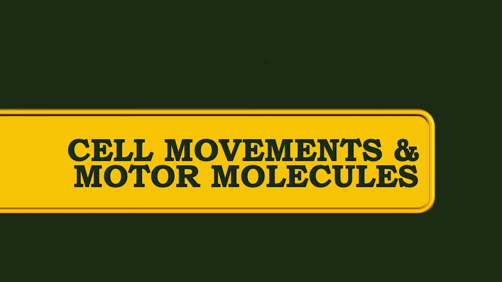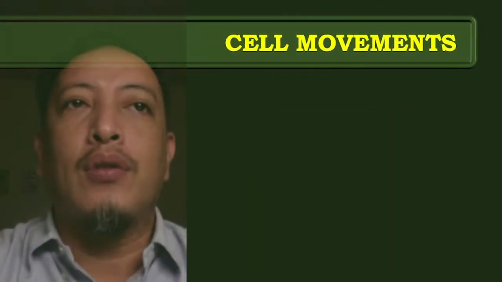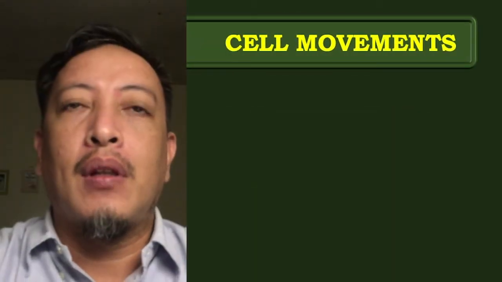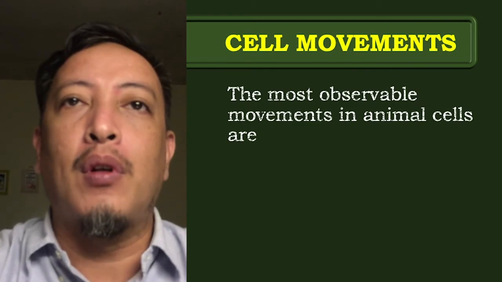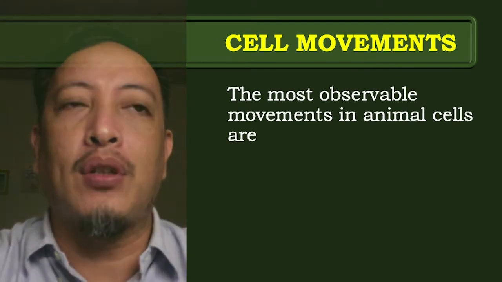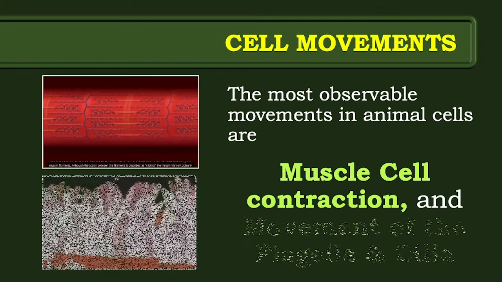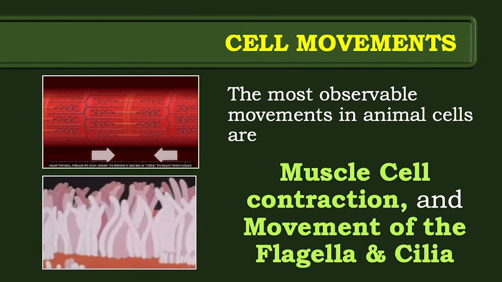Now let's go to cell movements and motor molecules. So, cell movements, the most observable in animal cells are muscle contraction and movement of the flagella and cilia.